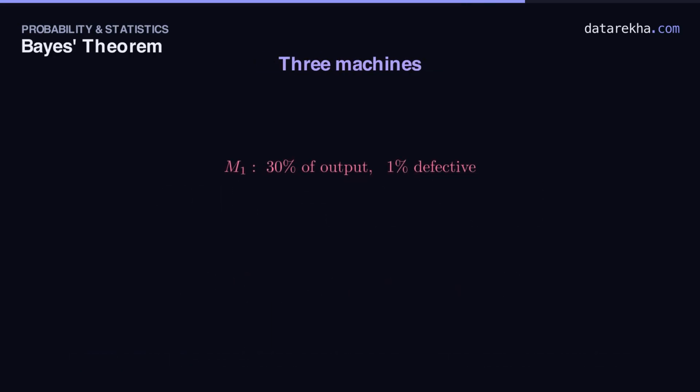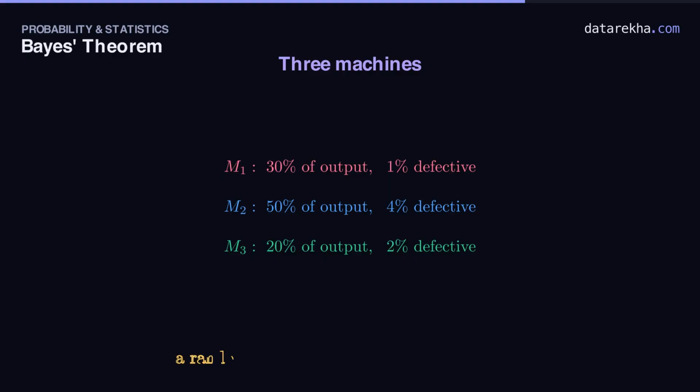Bayes isn't limited to two causes. A factory has 3 machines. Machine 1 makes 30% of output, 1% defective. Machine 2 makes half, 4% defective. Machine 3, 20%, 2% defective. You pull a defective item off the line. The question flips the arrow again. Which machine most likely made it? Let's find the chance it was machine 2.